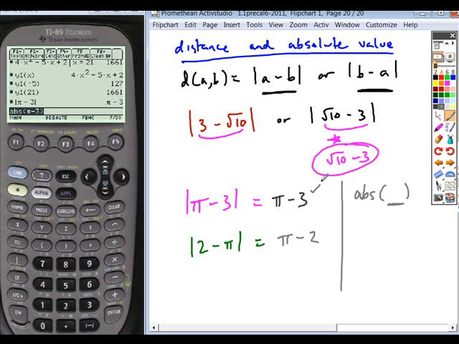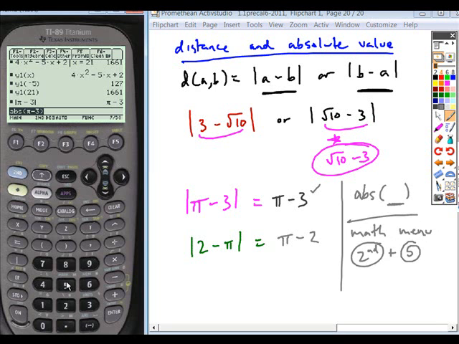Okay, the other location, the actual location of ABS is under the math menu key. The math menu key is the second and the number 5. So if you hit second 5, and then you just choose under number, go down to the second choice, ABS is located there. So if you don't want to type it in, you can find it in this math key.